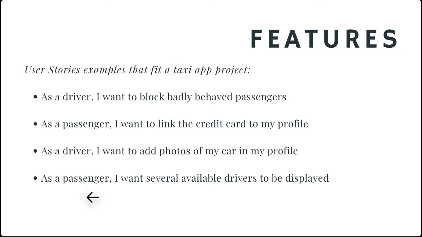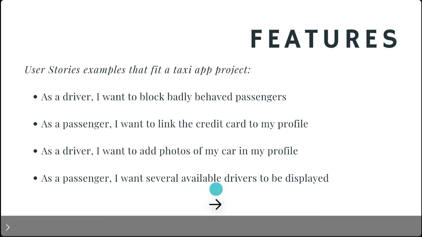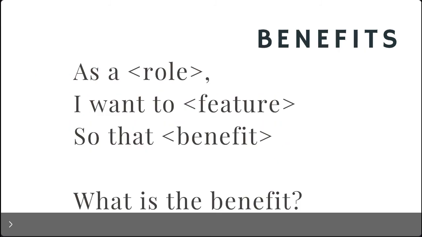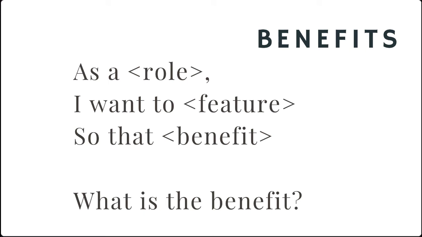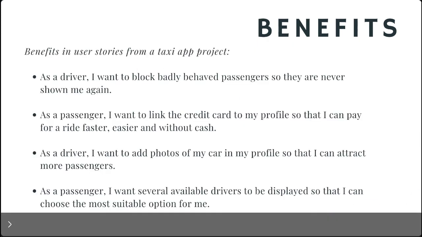Now, keep in mind that these features that are listed here should be derived from the product backlog. You don't want to be adding stuff that's not in the product backlog, and we don't have our example product backlog here. We'll get to that in a minute. So the benefits. So as a role, I want a feature so that I can have some kind of benefit. So what is a benefit? We all know what a benefit is. In this context, though, it's going to be why the user wants that particular feature. So why would the user like to have this feature? So let's look at some examples.